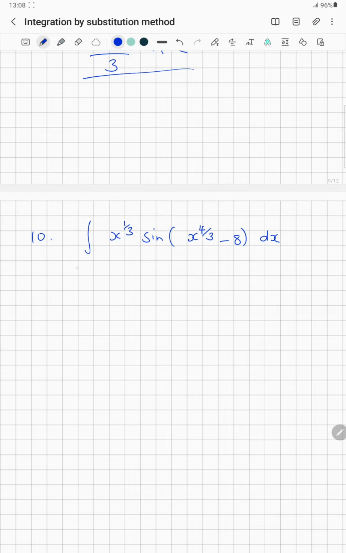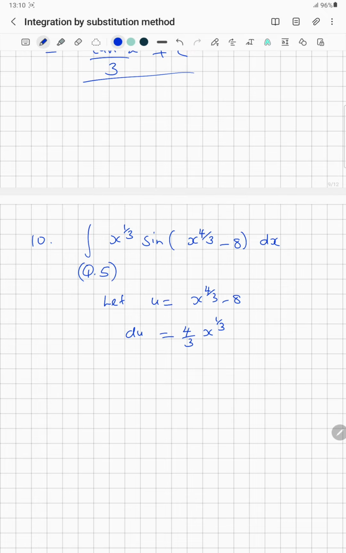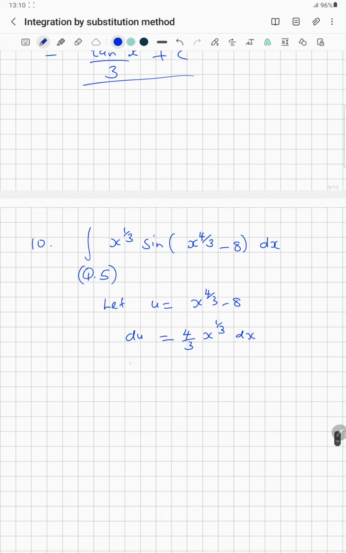This question is almost similar to question 5. If you check question 1, this is the same, is almost similar to that. So you can take the substitution u is equals to x power 4 over 3 minus 8, and this one will give you derivative of u will give you 3, or the derivative of this one, sorry, the derivative. So this one will be the derivative with respect to x. Then this one will give us 3 over 4 du is equals to x 1 over 3x is equals to dx.